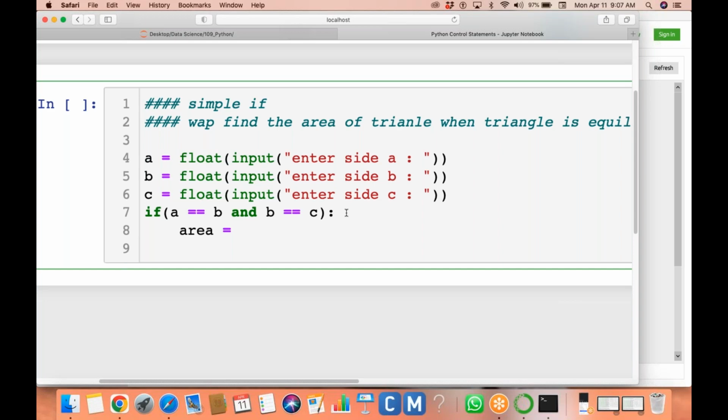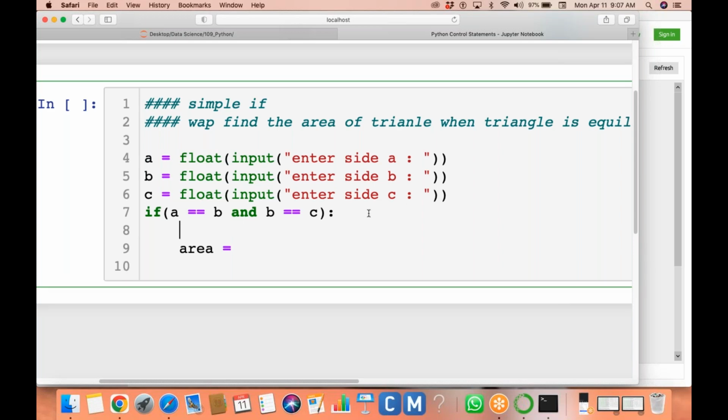What is the formula of the area of the triangle? First I can find out the semi perimeter, right? So (A plus B plus C) by 2. This is my semi perimeter. Once we have the semi perimeter, then I can find the area of the triangle.